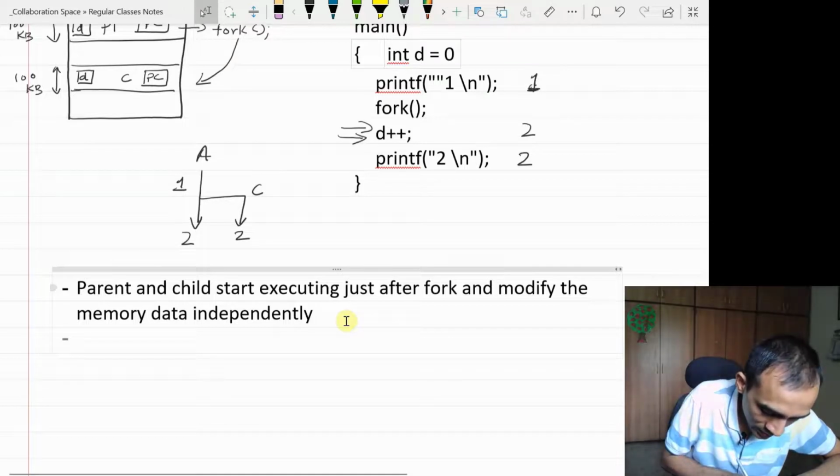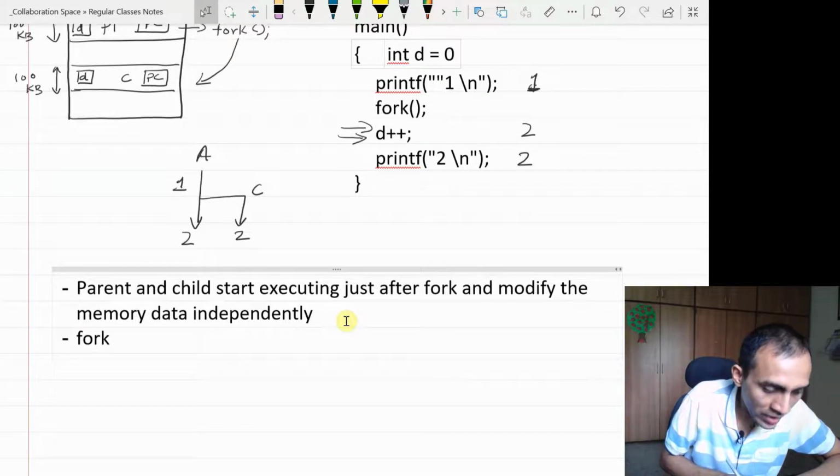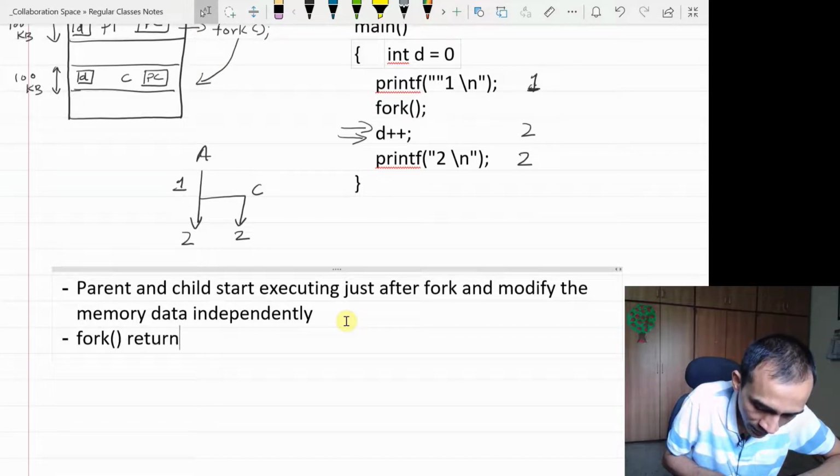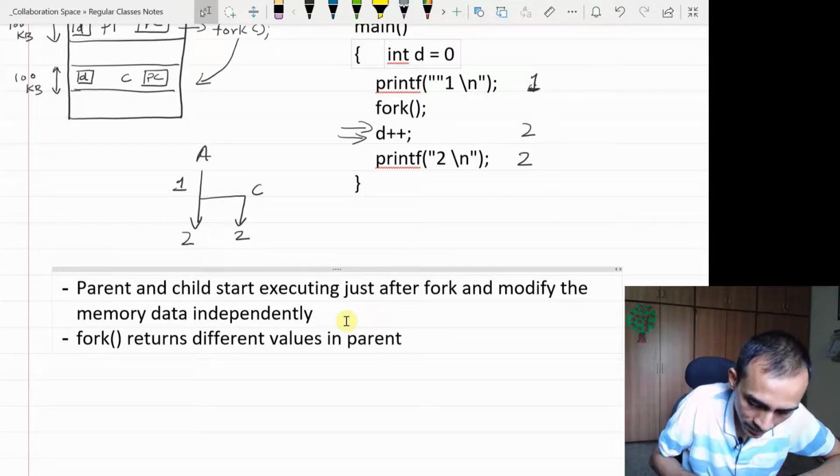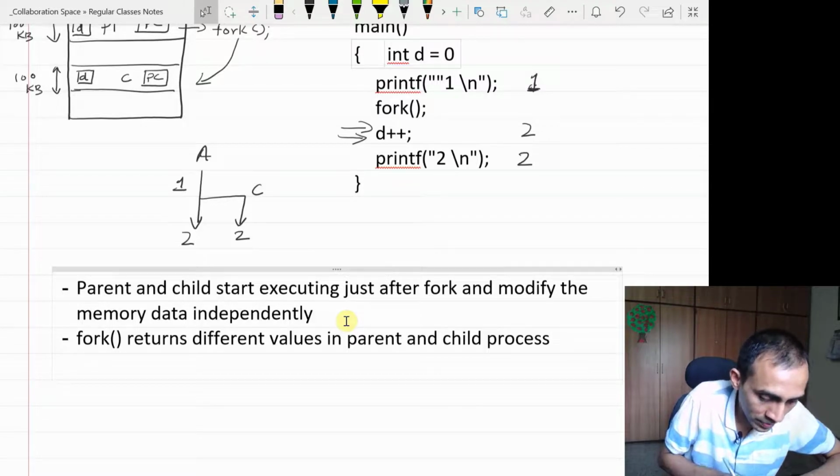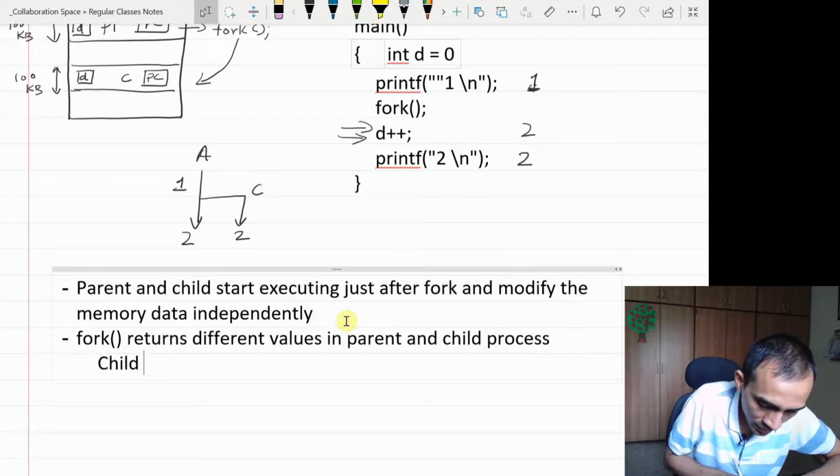This fork is a system call. It also has a return value, but it returns different values in the child and the parent process. And that is done on purpose, so that we can distinguish which is a parent process and which is a child process.